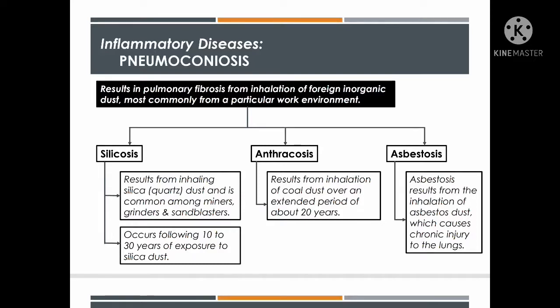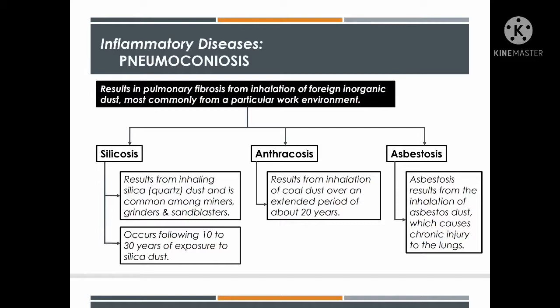Pneumoconiosis results in pulmonary fibrosis from inhalation of foreign inorganic dust, most commonly from a particular work environment. The effects of an inhaled foreign material depend on its physical and chemical properties, the dose of the agent, and the site of deposition within the bronchial tree. The size of the dust particle inhaled is of particular importance. Most occupationally generated dust and those occurring naturally are too large to cause pneumoconiosis.